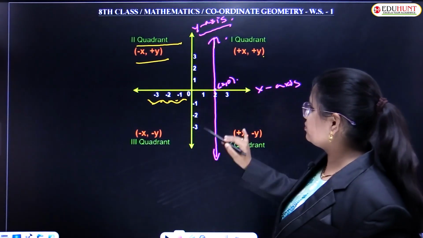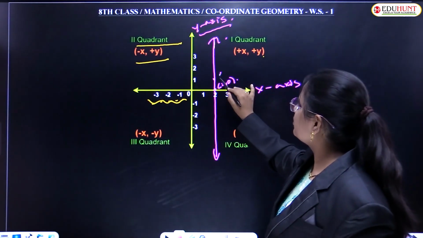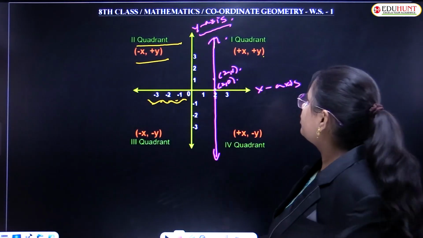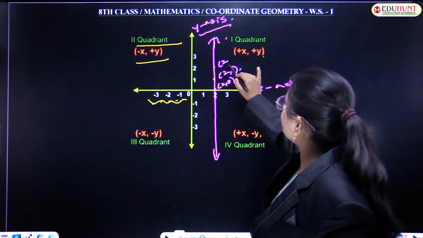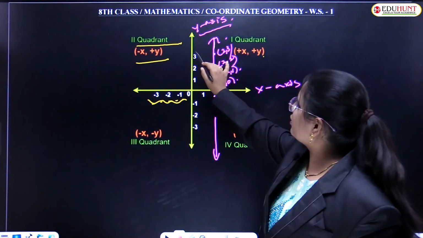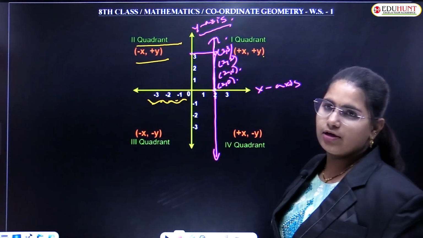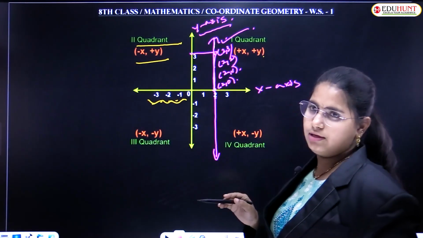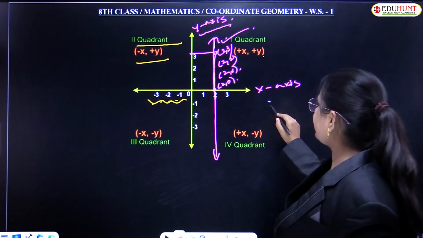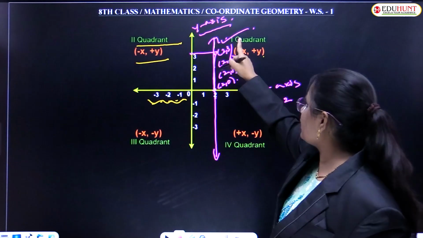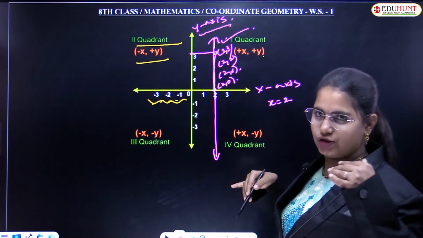2, 0. What is this point? As usual 2, 1. What is this point? 2, 2. What is this point? It's 2, 3. So if you have observed all the points in this particular line, we are getting the x value constant. What is the x value? The x value is 2, and y is changing.